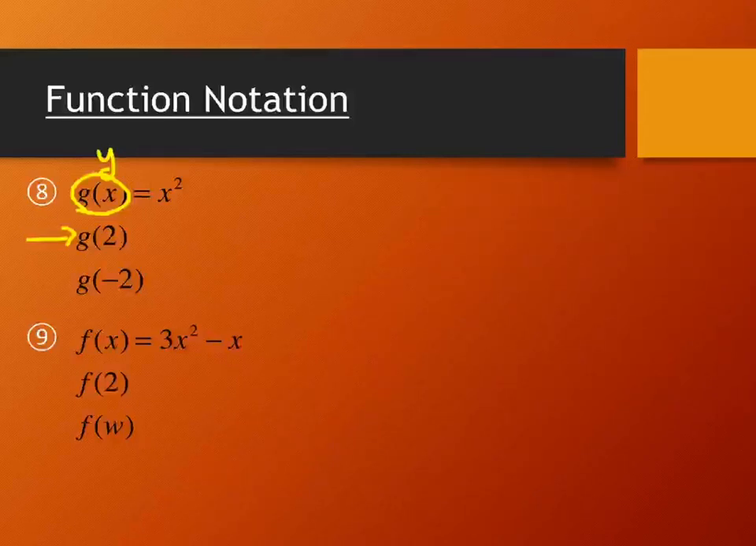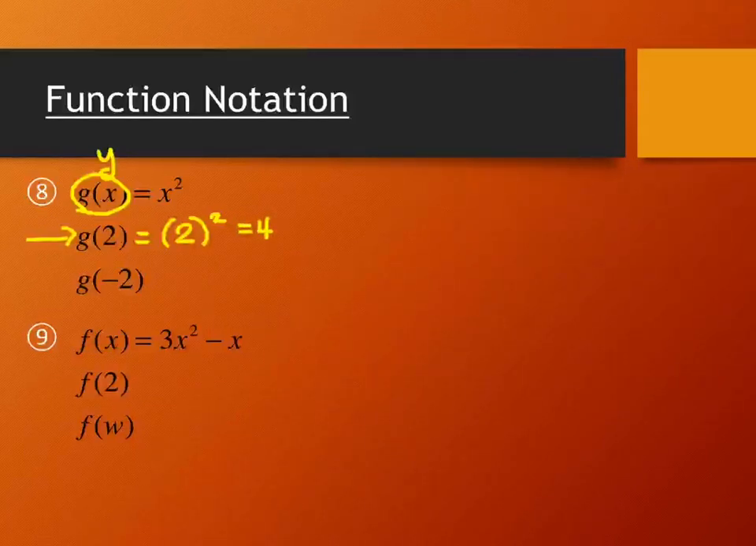All right, so the example number 8, line 2, says g of 2. And what it means is replace the x with 2. So everywhere I previously have an x, I replace it with 2. And I always put it in parentheses so that if I do have negatives involved or if there's multiplication, I don't forget those pieces. So what is 2 squared? Well, it's 4.